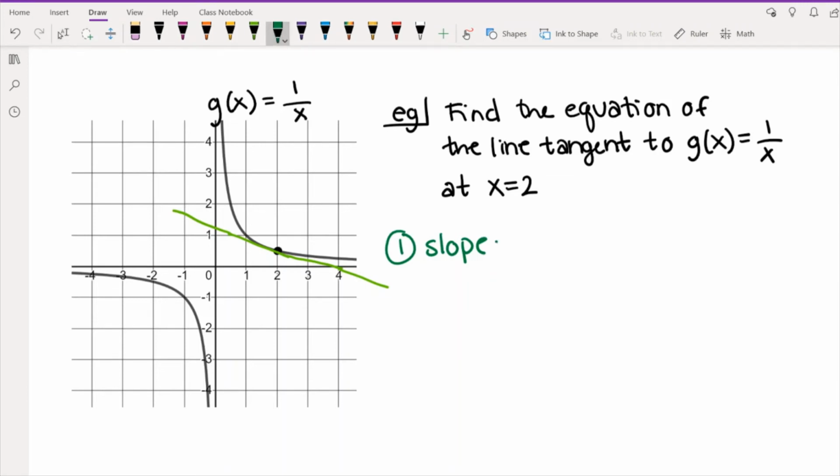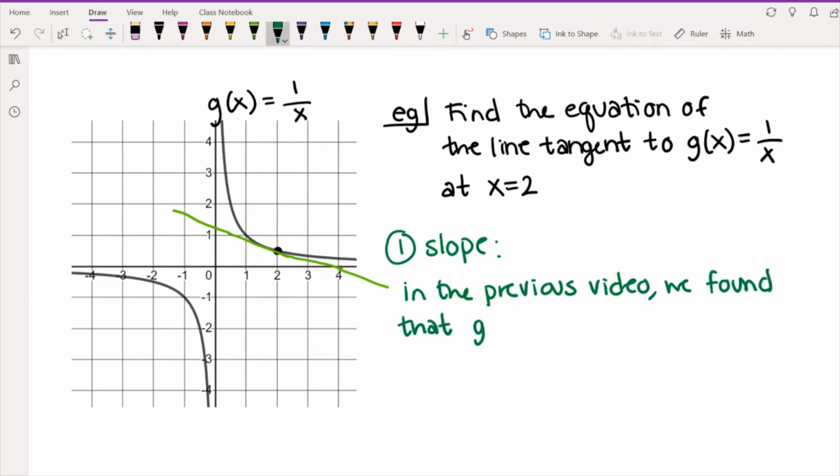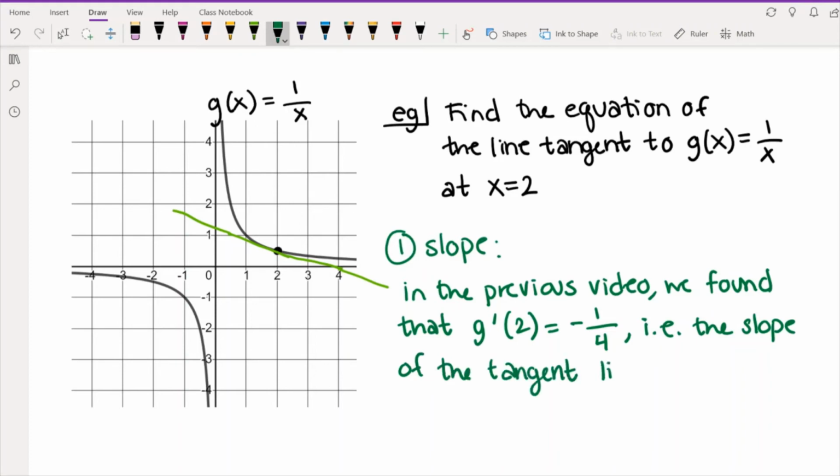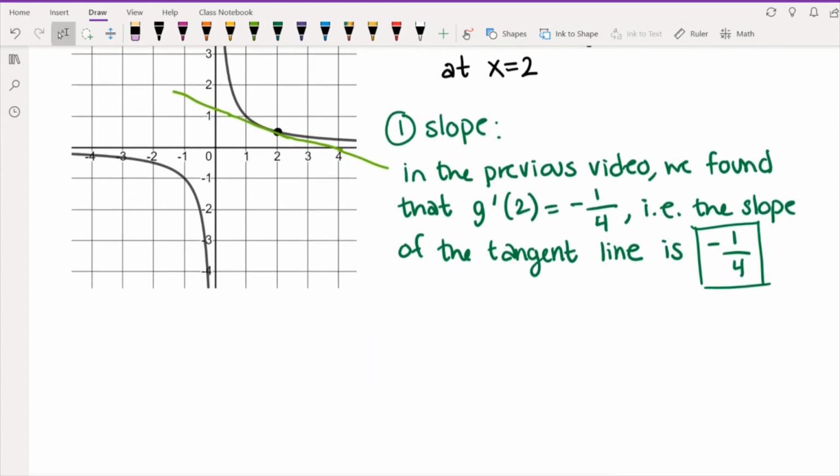So in the last video, we found that g prime of 2 was equal to -1/4. And so that means that the slope of the tangent line is -1/4. So that's our slope. And so now we just need a point.